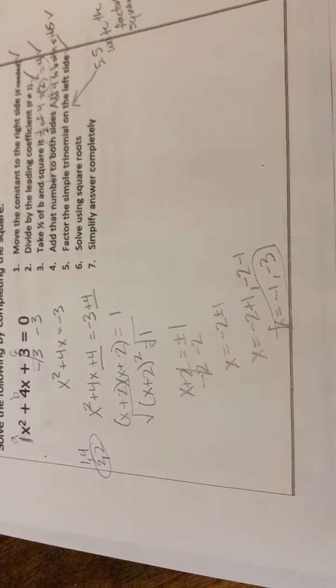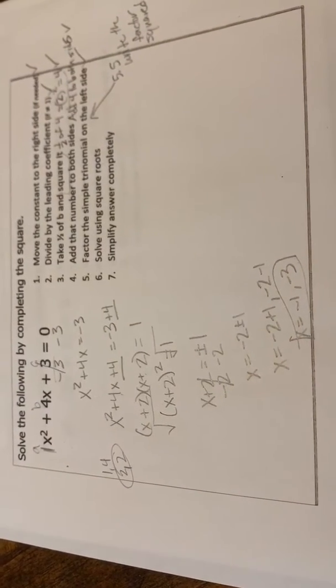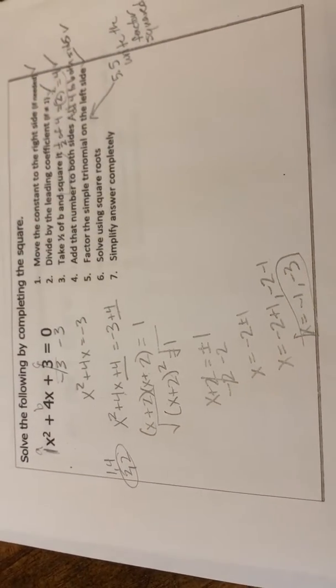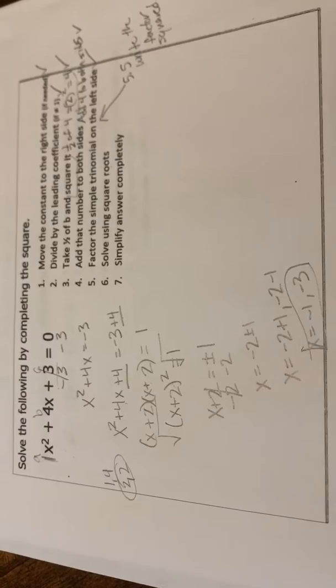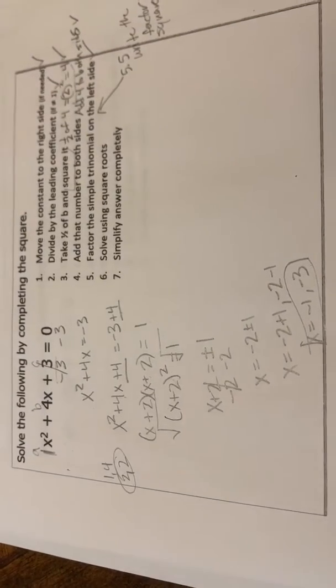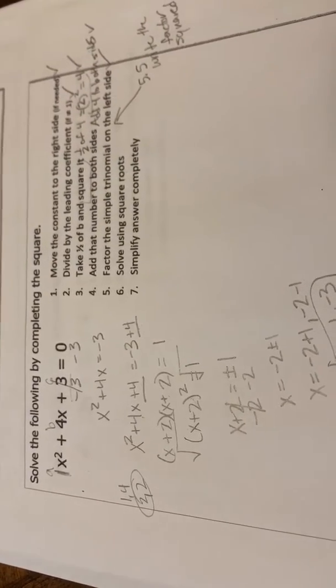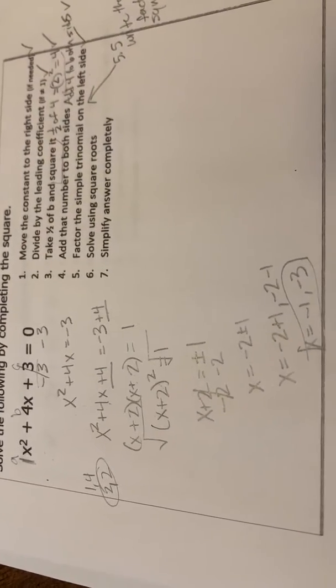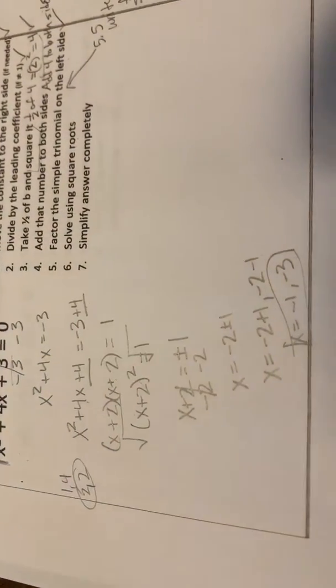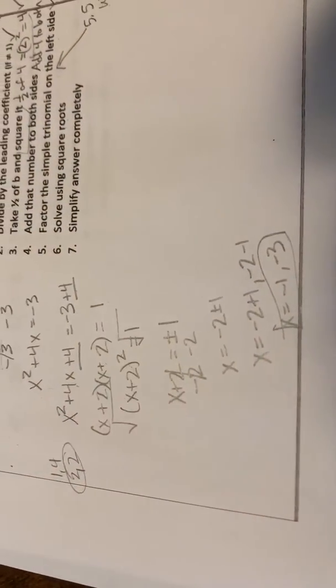So we get negative 1 and negative 3. Okay, completing the square is a pretty lengthy process, but it's also really repetitive. It's kind of like factoring complex trinomials with grouping, where at first it seems overwhelming, but then it gets pretty repetitive because most of the problems look pretty similar.